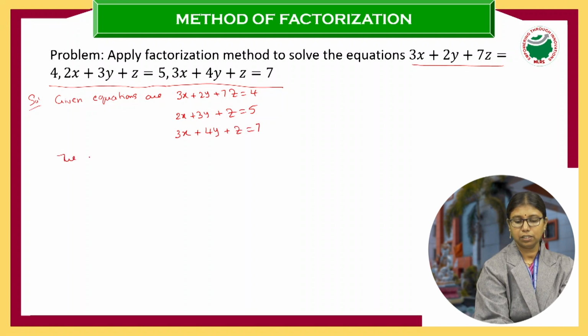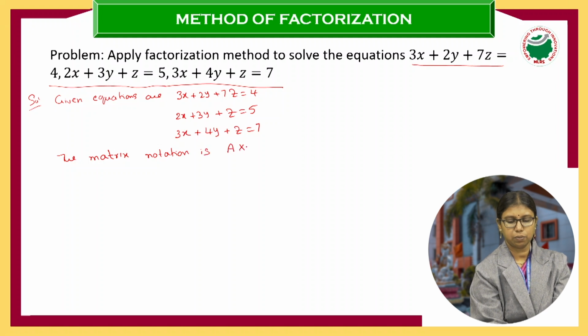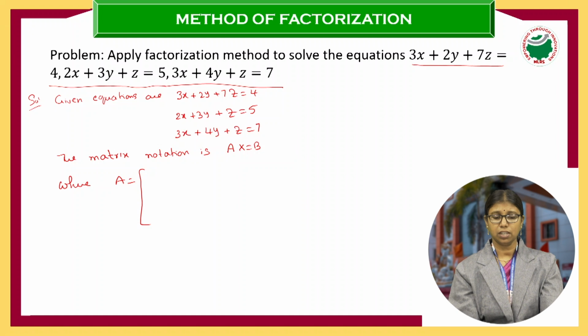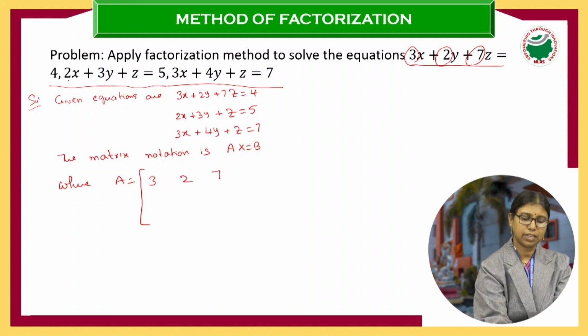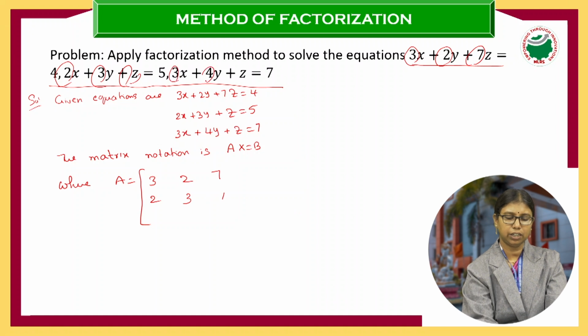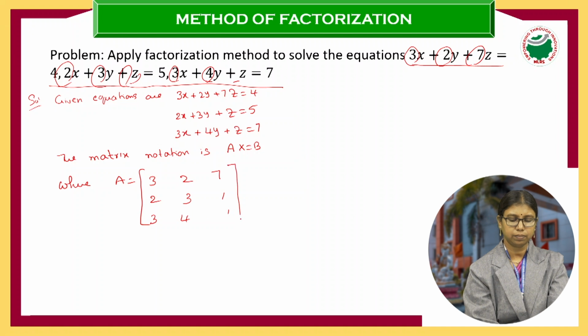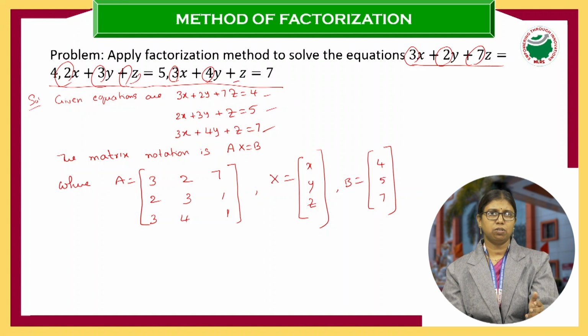So write down the matrix representation. The matrix notation is Ax is equal to B, where A is the coefficient matrix. So what are the coefficients here? Equation wise, you write down the coefficients. The coefficients in the first equation are 3, 2, 7. So here first row is 3, 2, 7. The coefficients in the second equation are 2, 3, 1. So this is 2, 3, 1. Next coefficients in the third equation are 3, 4, 1. So 3, 4, 1. This is a matrix. Next, capital X is the unknown vector. Here unknowns are x, y, z. And capital B is a constant vector, and the constant values are RHS values 4, 5, 7. Okay, so this is a common step for each and every non-homogeneous system of equations.